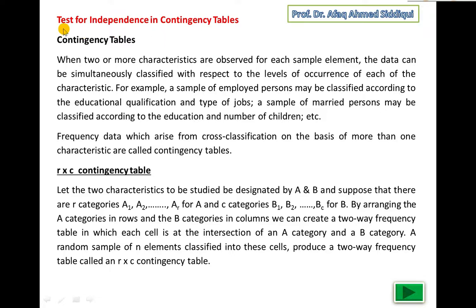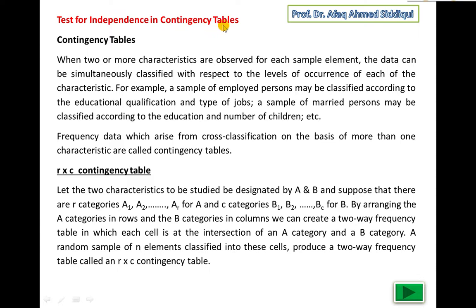Bismillahirrahmanirrahim. In this video we will study the test for independence. Test for independence in contingency tables. So the test for independence is used for contingency tables.